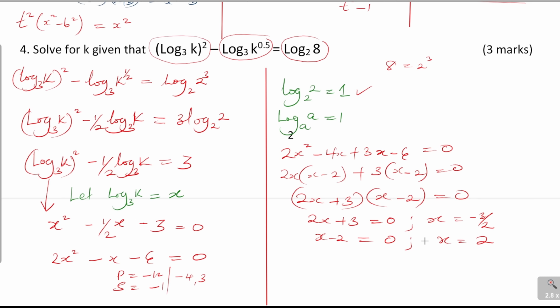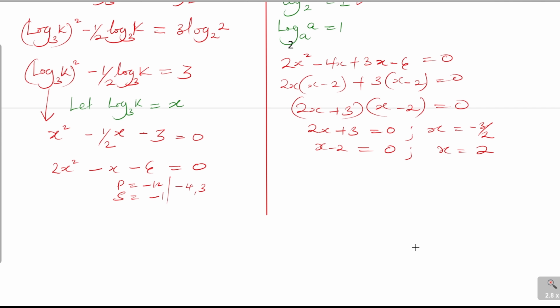That means we have two values of k. Now from there, remember we are not solving for x in this equation. We have to recall this, whatever we have here. We had said that x is equivalent to logarithm of k to the base of 3. So that means now from here, we have logarithm of k to the base of 3 is equals to the first value of x, which is negative 3 over 2.